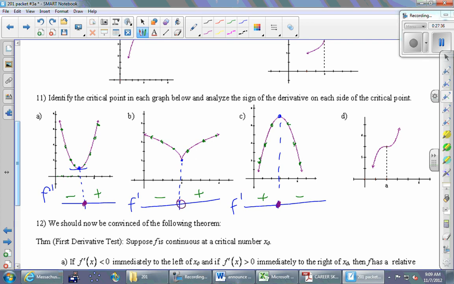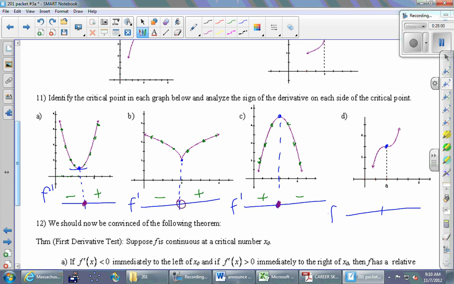Yeah? In the first picture, we went negative to positive. That was a min. Second picture, same thing. Negative to positive, that's a min. Third picture, it's the opposite. Positive to negative. What kind of a point? That's a max. And then finally, this guy right here, that is a critical point because the tangent line is horizontal.